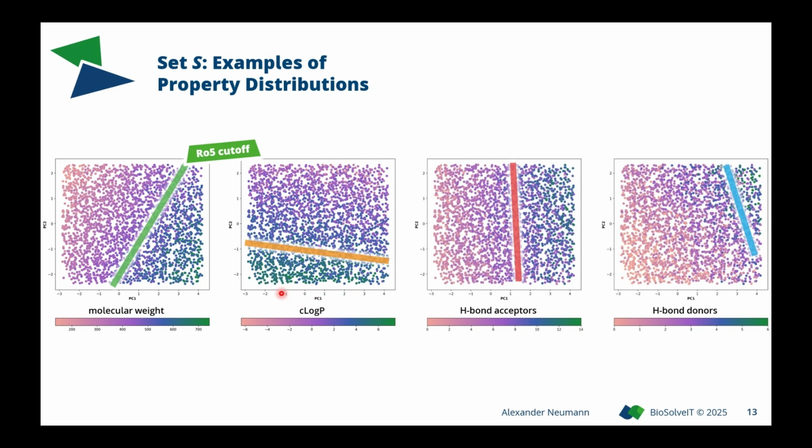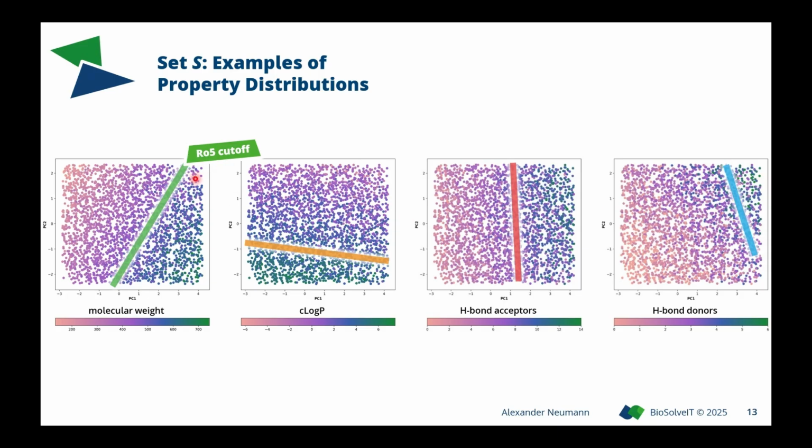Same goes for logP. We have the least lipophilic compounds in this area and increasing lipophilicity towards this area. As for the number of H-bond acceptors, the least amount of H-bond acceptors is in this section, with an increasing character towards this direction. And the same goes for H-bond donors: almost no H-bond donors, and an increasing number of H-bond donors.